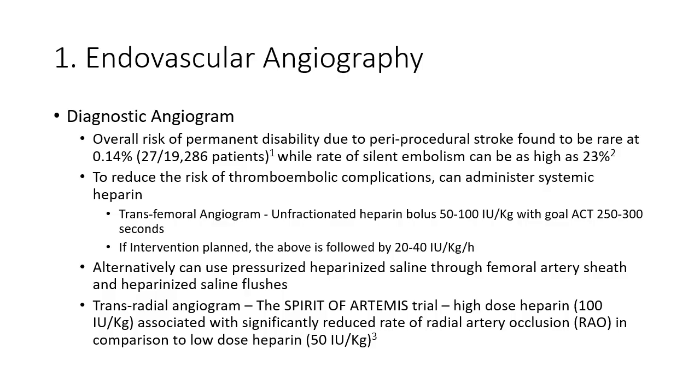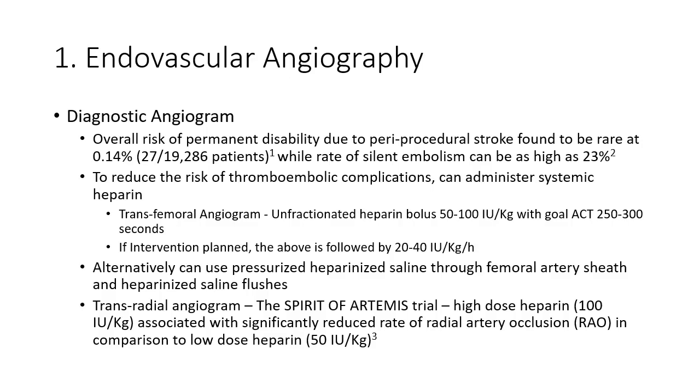Monitoring of the ACT, or activated clotting time, is an important part in monitoring the response to heparin. We recommend during a transfemoral diagnostic angiogram giving a bolus of unfractionated heparin at a dose of 50 to 100 IU per kilogram with an ACT goal of 150 to 300 seconds. If an intervention is planned, another bolus of 20 to 40 IU per kilogram per hour should be given.